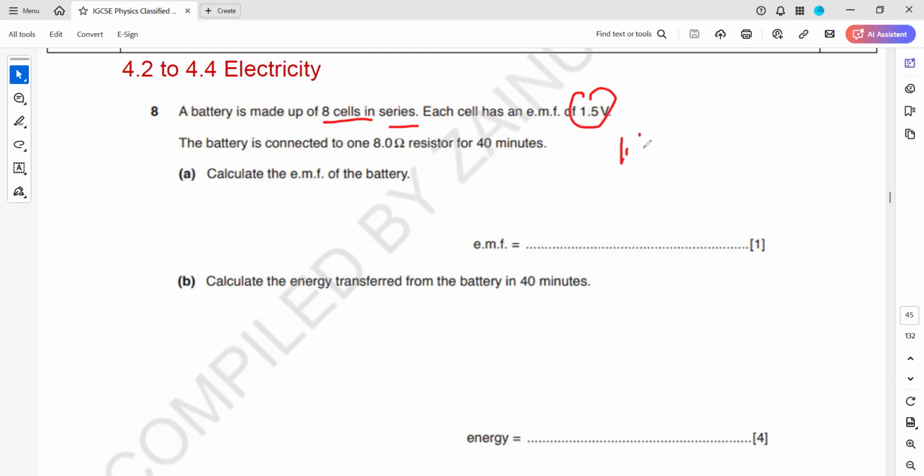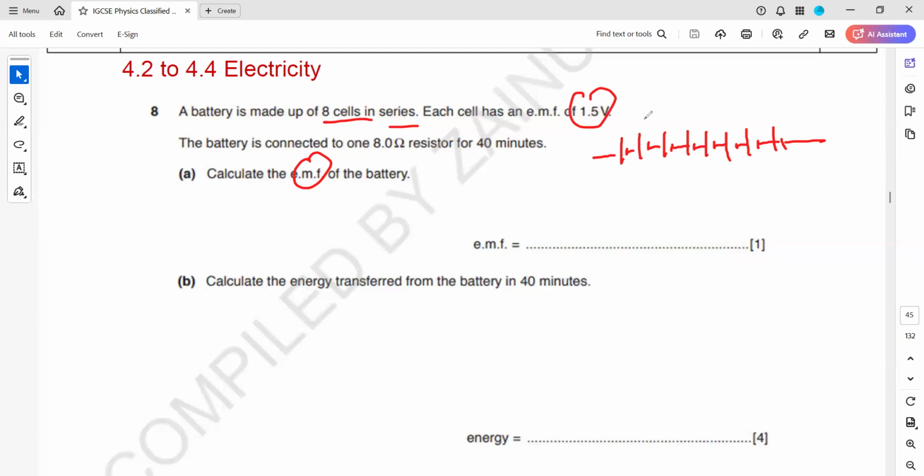So this is 1, 2, 3, 4, 5, 6, 7, and 8. And each cell is having an EMF of 1.5. What will be the EMF of the battery? Battery means a combination of cells. When cells are combined with each other, we call it a battery. Like if I have two or more cells, I will call that a battery. What will be the EMF of the battery?